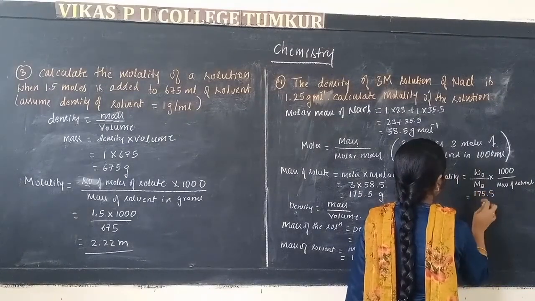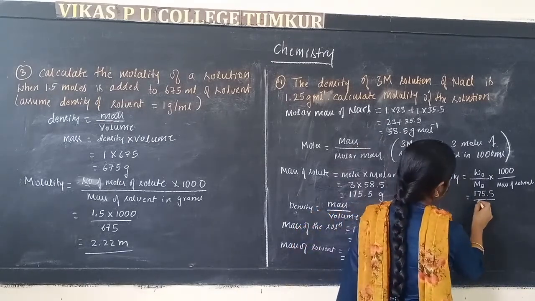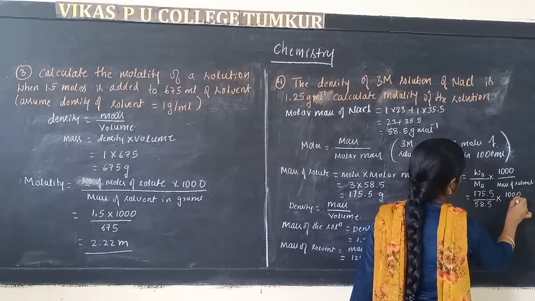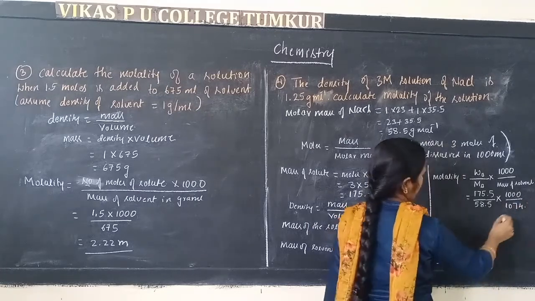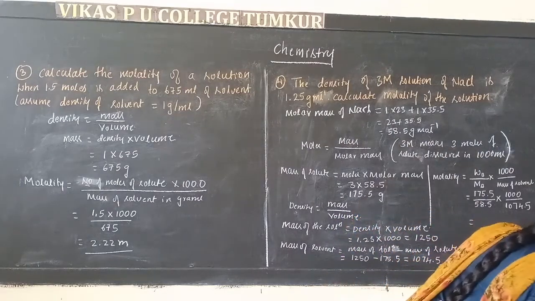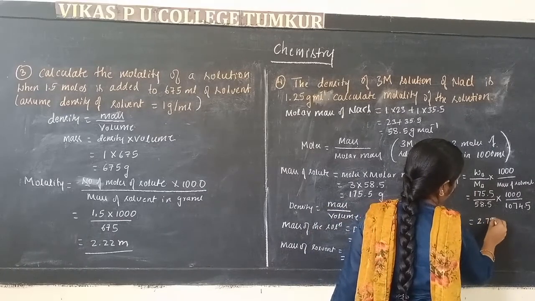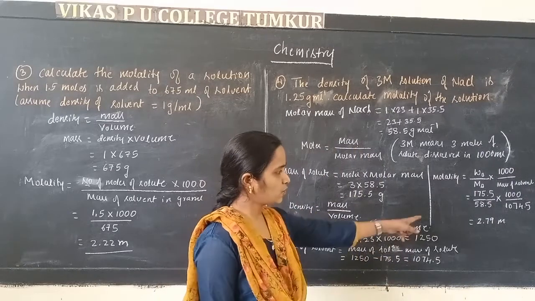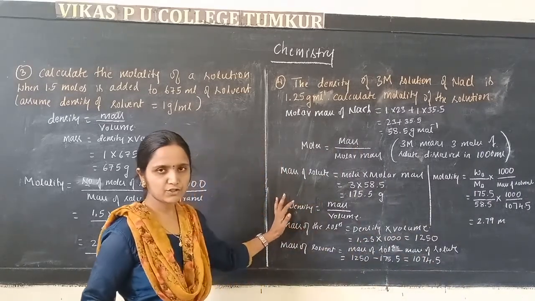175.5. Then the molar mass is 58.5, into 1000 divided by the mass of the solvent, 1074.5. On calculating this, we are going to get 2.79 molar. That is the molarity. This is about the calculation of the molarity.